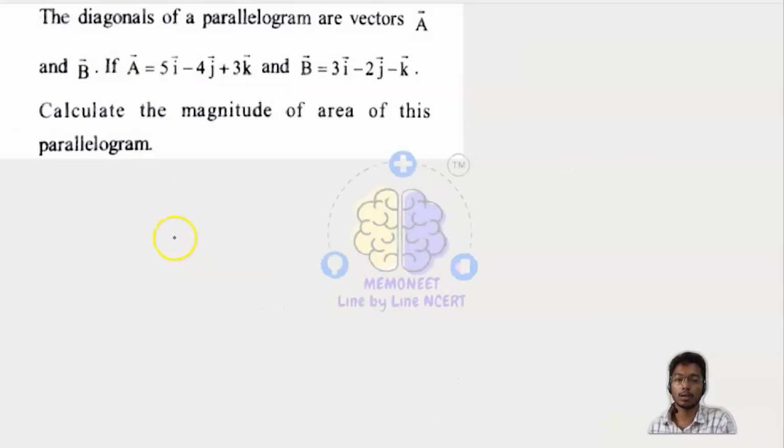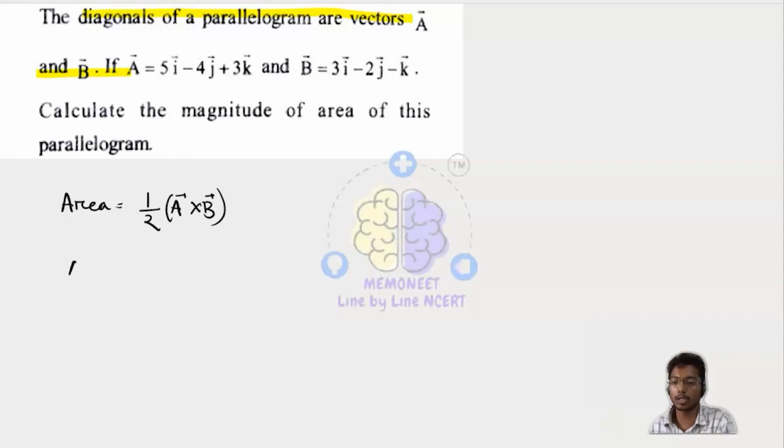Now another question: diagonals of a parallelogram are vectors a and b. Here these two vectors are given. Calculate the magnitude of the area of the parallelogram. We know that in a parallelogram, the area is equal to half into the cross product of the diagonals, that is a vector cross b vector.